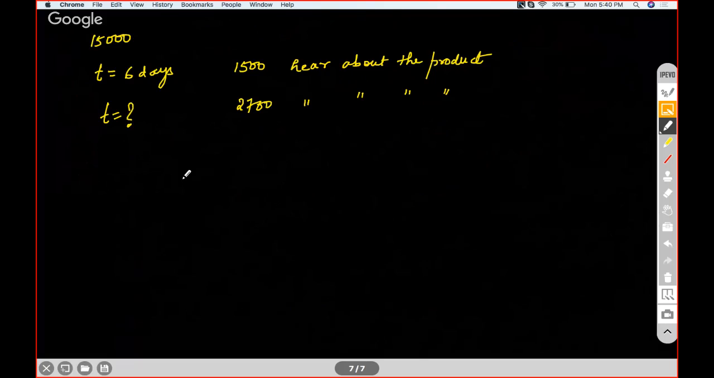So the differential equation is dh by dt is equal to k times 15,000 minus h. Absolutely correct. So you can say dn by dt is k times, where n is the number of people who have heard about it. So it's k times 15,000 minus n. Absolutely correct. So it's a case of restricted growth.